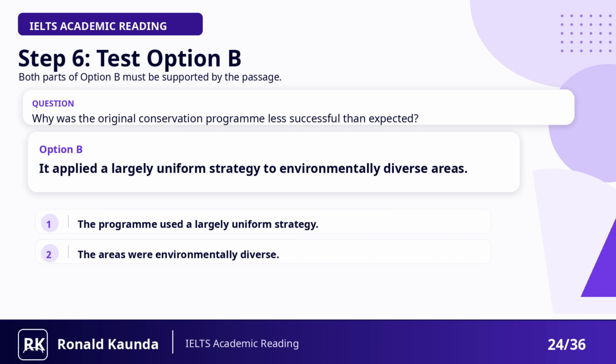Now that option A has been eliminated, let us test option B, and this is going to be in step 6. Test option B against the passage. Option B says it applied a largely uniform strategy to environmentally diverse areas. This option contains 2 claims. The first claim is that the program used a largely uniform strategy. The second claim is that the areas were environmentally diverse. Both claims must be supported by the passage if we are to pick this one as the best choice.